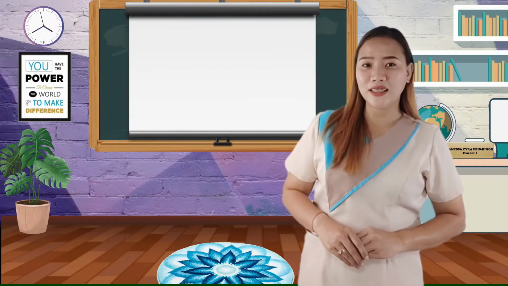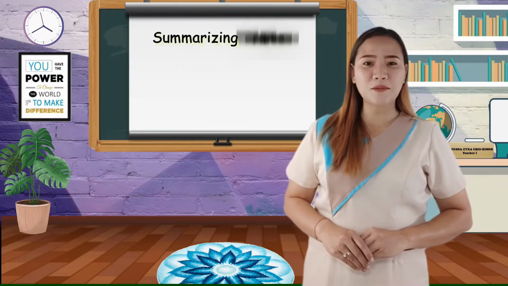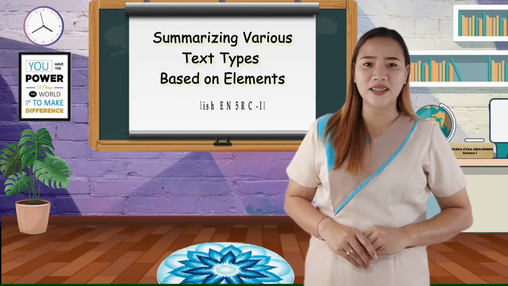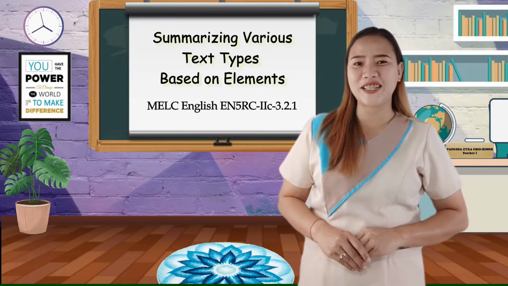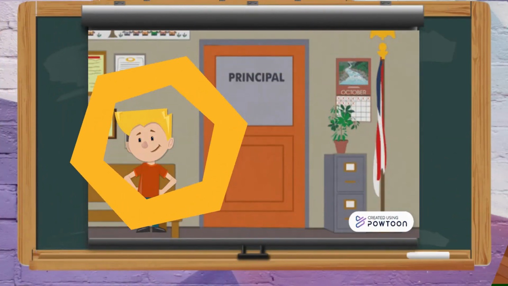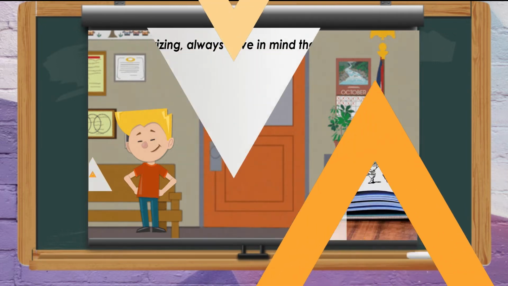Learners, let us set our goals for today's lesson on summarizing various text types based on elements. I am pretty sure you are as excited as I am for today's lesson. We have here a story about Mario and his school principal. Together, let us find out what it is all about. And after we have finished reading the text, let's try to summarize it. But before that, let us have in mind these steps and reminders in summarizing a text.